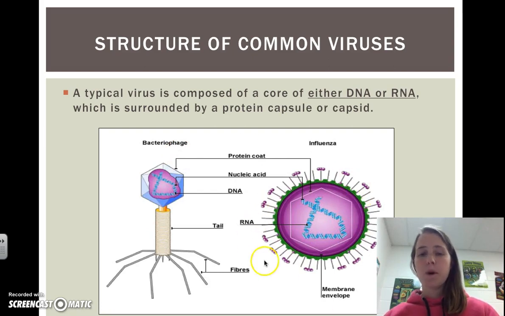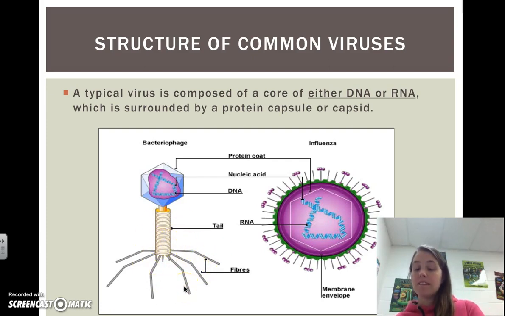Okay, so you have this protein coat. You have the DNA or RNA on the inside. They have some sort of tail that helps them move, and then these are fibers that actually help them land on top of the bacteria, because bacteriophages only infect bacteria. They land on top of the bacteria and they insert their DNA through this tail into the actual cell. So these are the two big things they're made out of. It's a protein outside and their DNA or RNA on the inside.